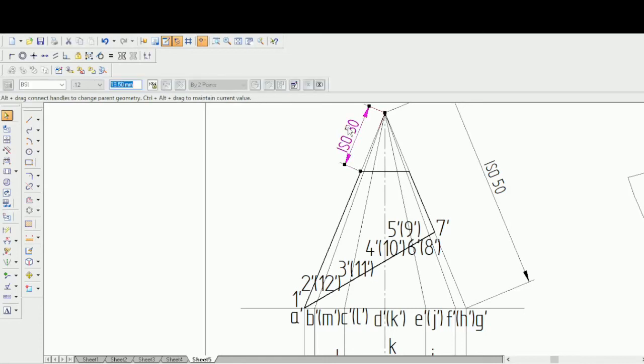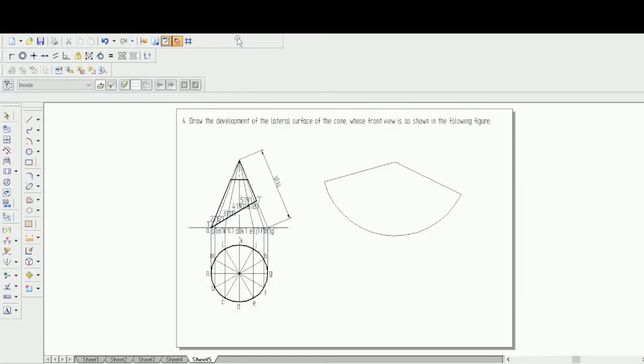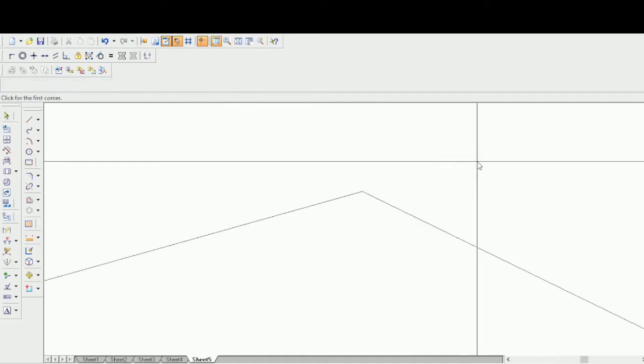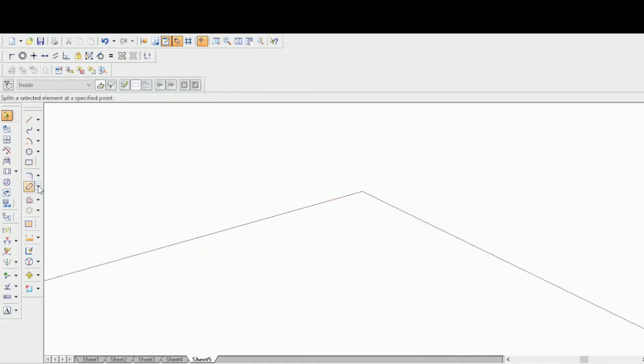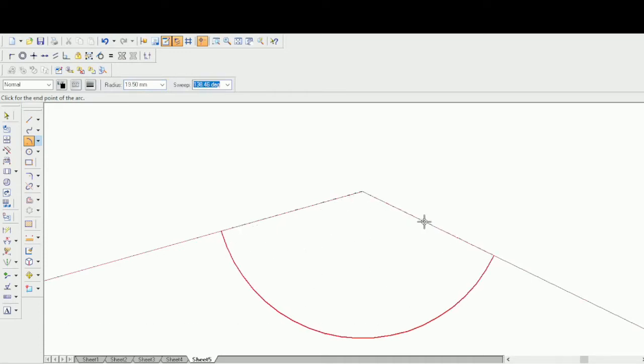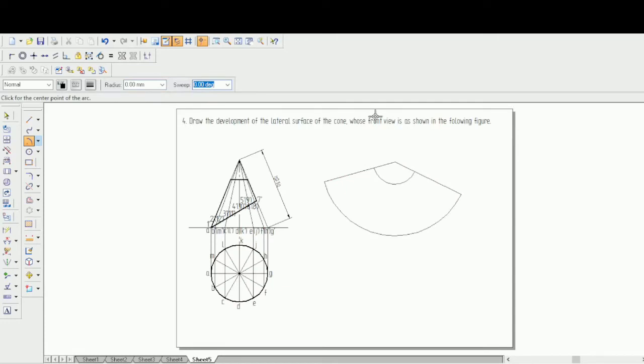So I'll delete this. As I told, here it's not showing correctly. So what you can do, go back here. So at 19.5, draw another arc. So using arc by center point, keeping the center here, giving the radius as 19.5, enter. So draw another arc. Okay, so now we have just done that. So now we have finished so much.